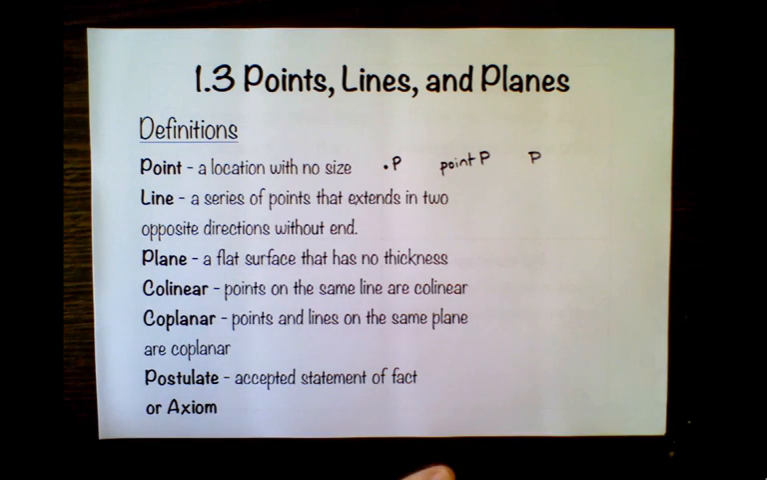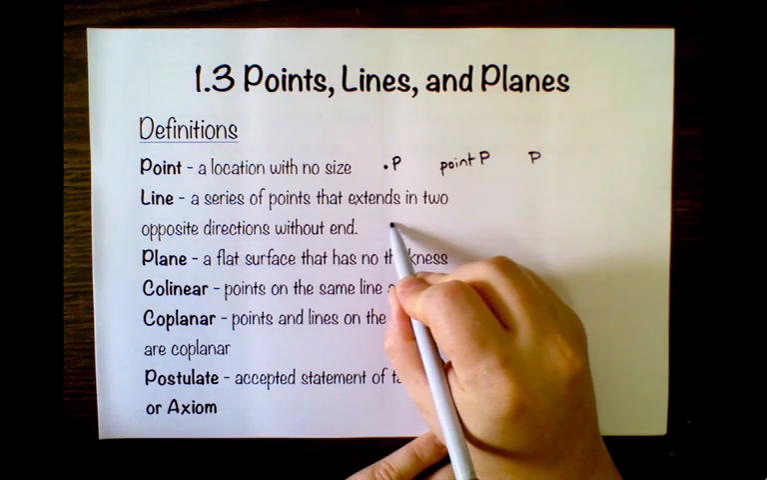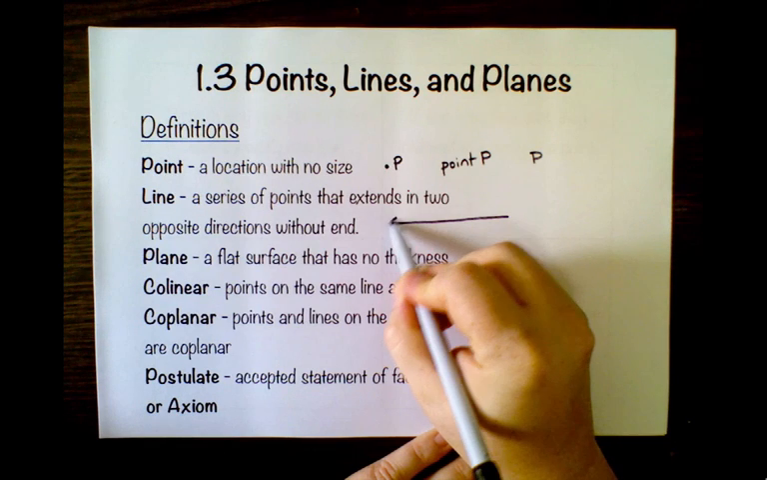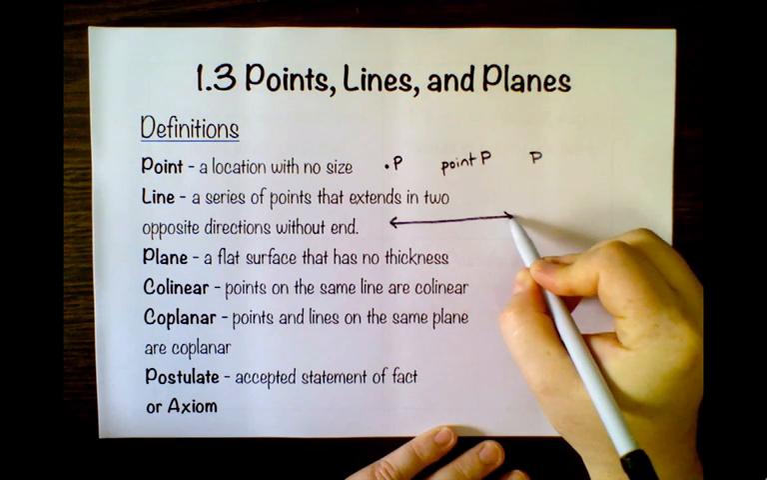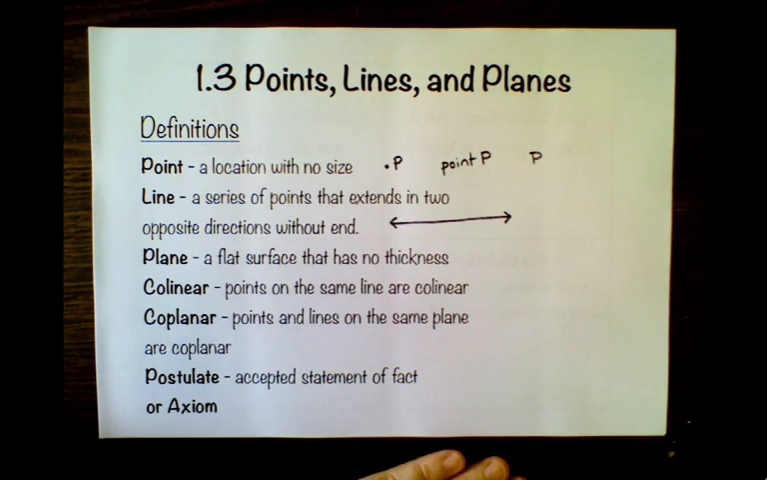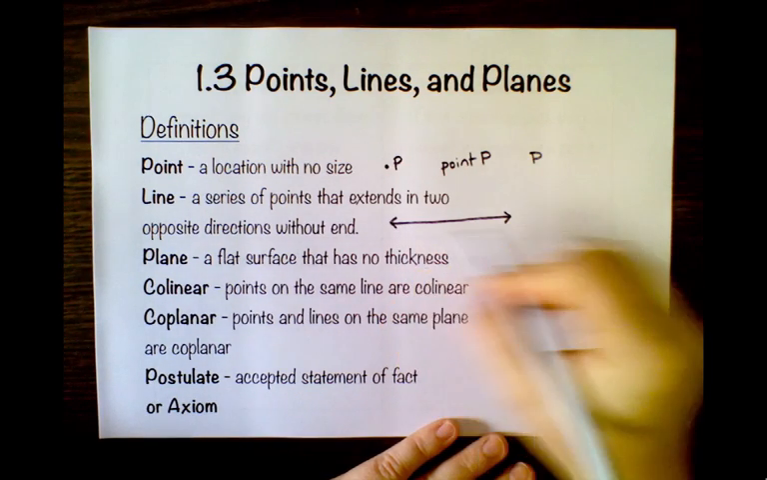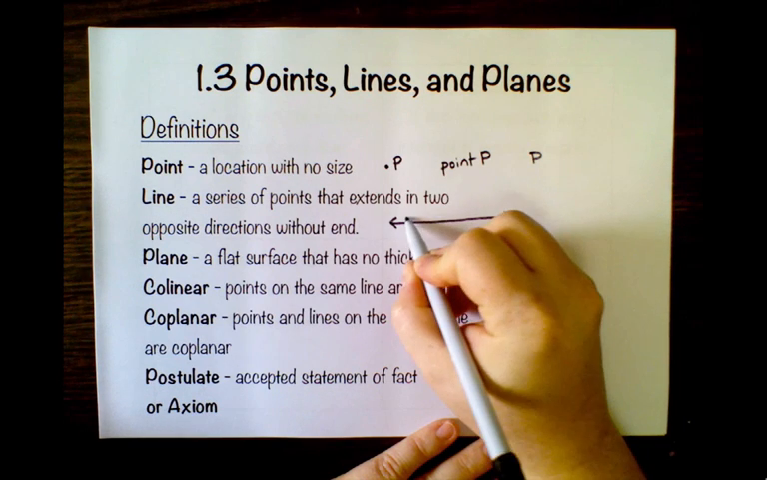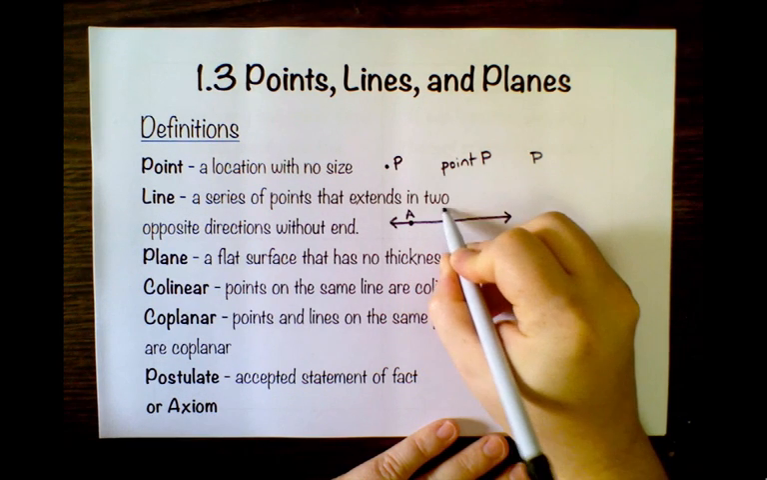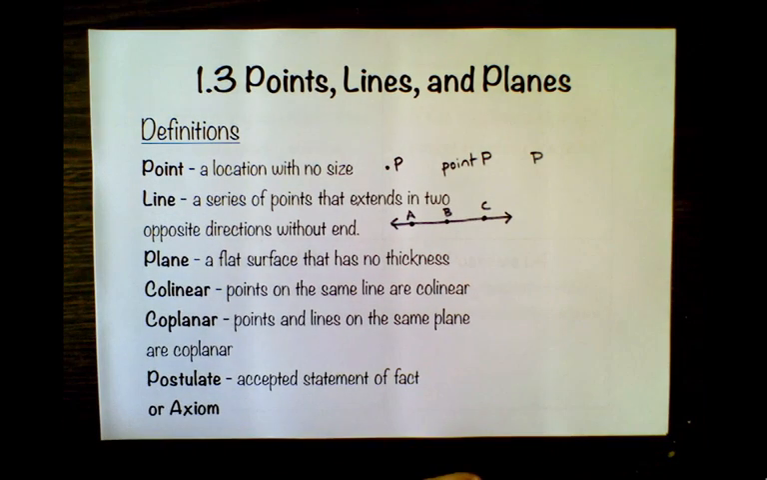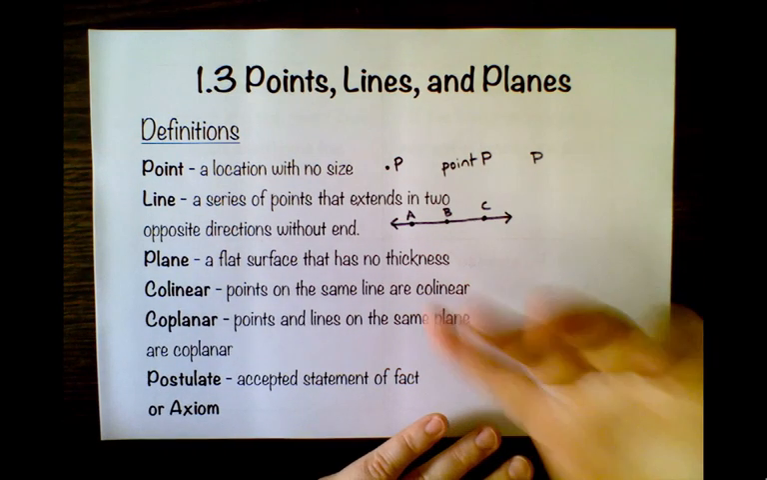A line is a series of points that extends in two opposite directions without end. So without end means we have to add these arrows on the ends that show that it keeps going on forever and ever, even though we're not going to keep drawing forever and ever. And there are infinitely many points on this line, but I'm going to label 3 of them. So let's say that that's A, that's B, and that's C. Those are kind of handles on this line.